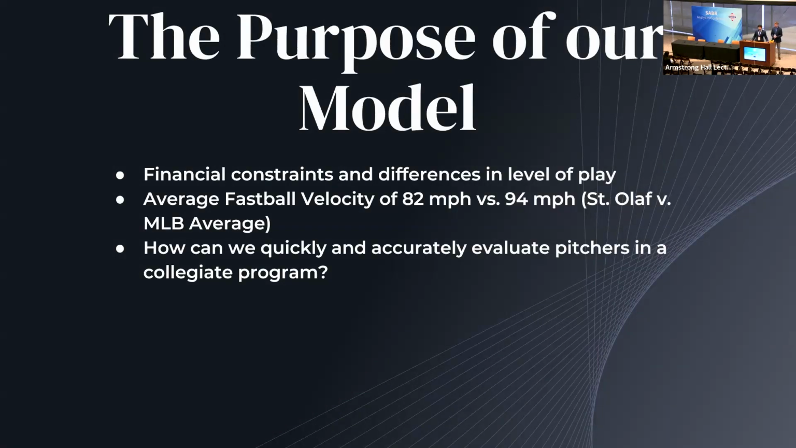Additionally, there are a lot of differences in the level of play. Last year, our team's average fastball velocity was 82 miles an hour compared to the major league average of 94 miles an hour. So close, but not exactly. And finally, in Division III, there's a pretty limited contact schedule. There's a set number of days you can see players in the fall as well as the spring, which means our biggest question is how can we quickly and accurately evaluate our pitchers?